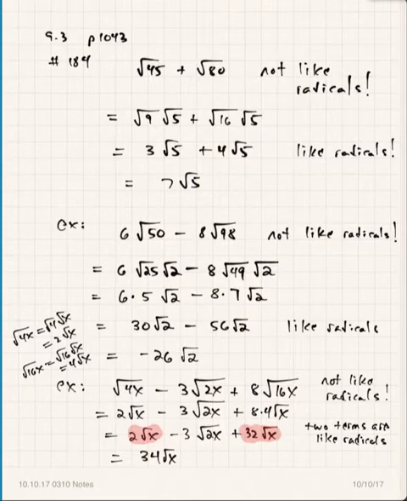The square root of 2x term just comes down for the ride. There's nothing else I can do with that. Those are not like radicals at the end. And so that's simplified at the end of the problem. Right, there's nothing else I can do with that.